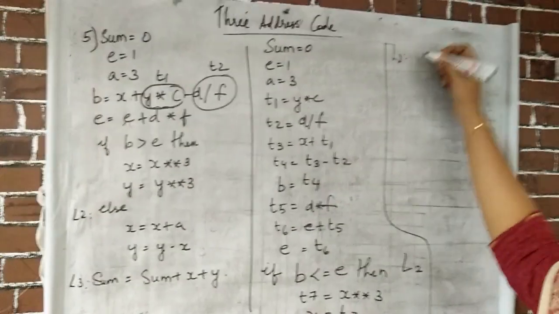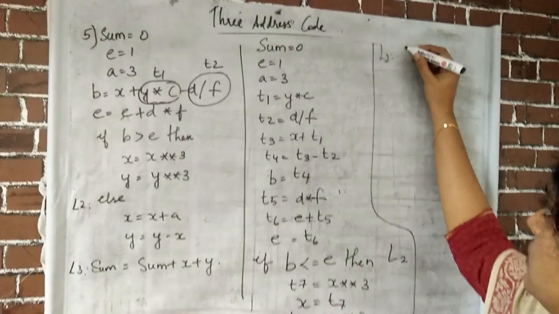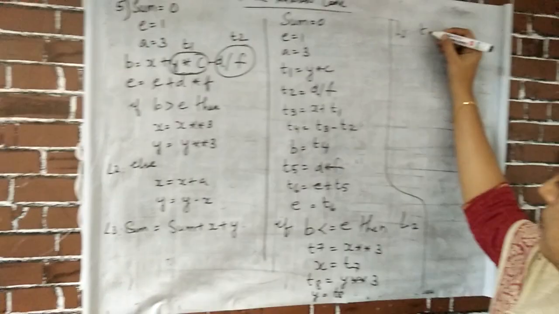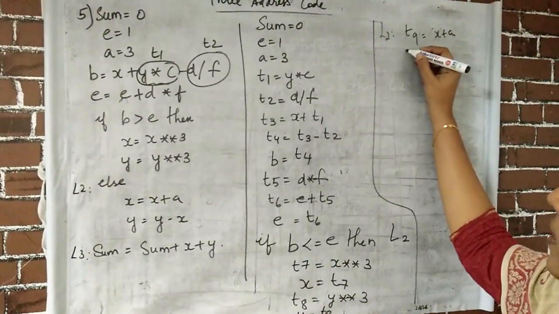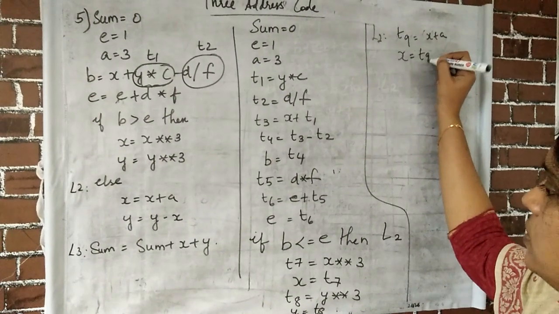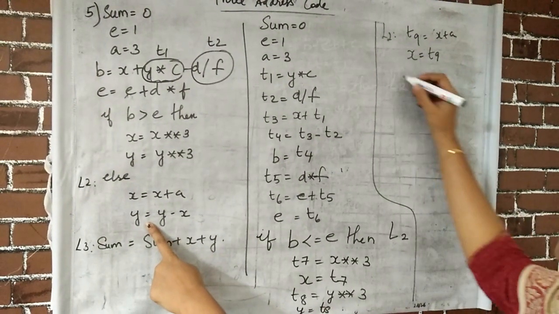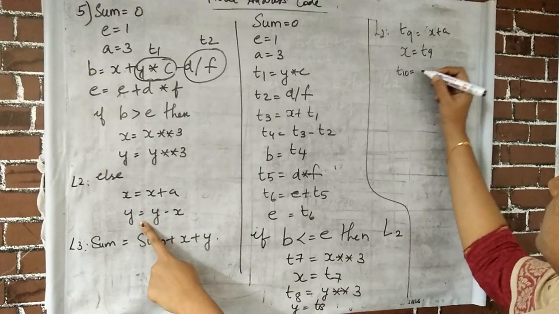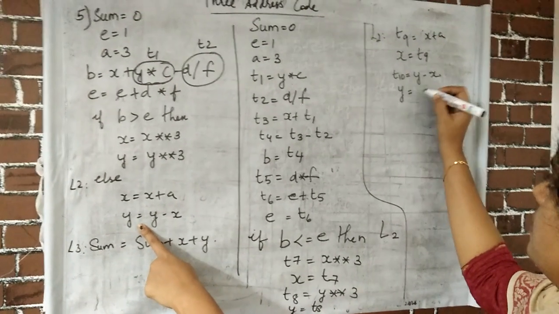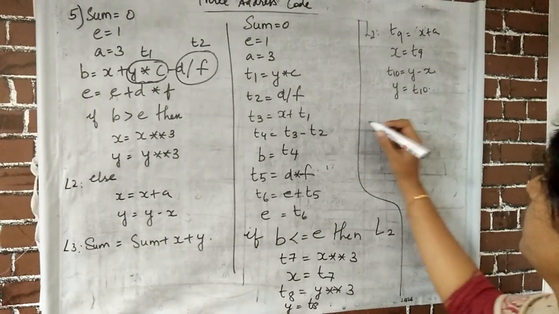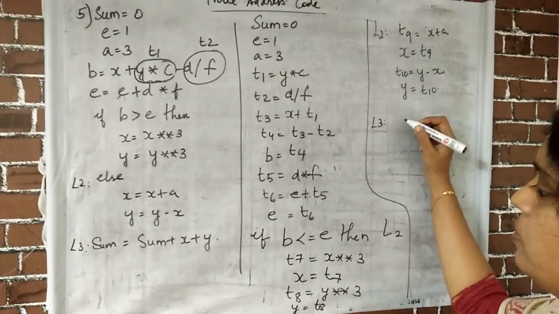At L2, you have T9 is equal to x plus a. Again, x is equal to T9. Next, you have T10 is equal to y minus x, and it has to be assigned to y. Okay, now your L3 portion.